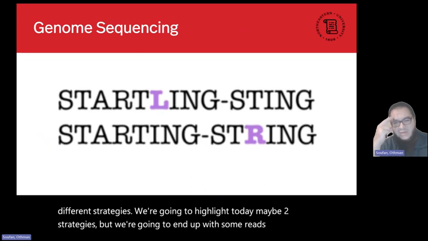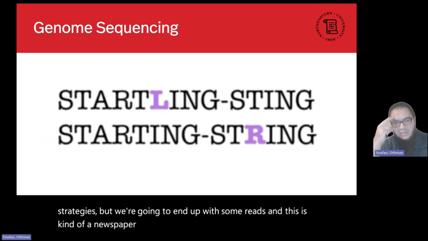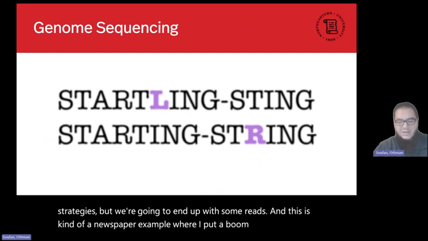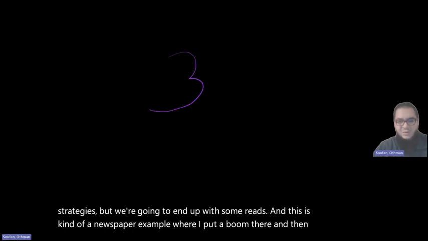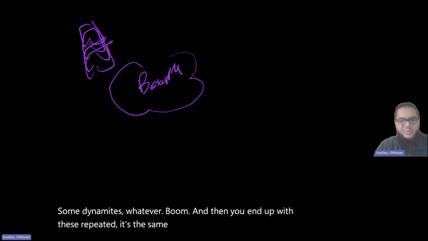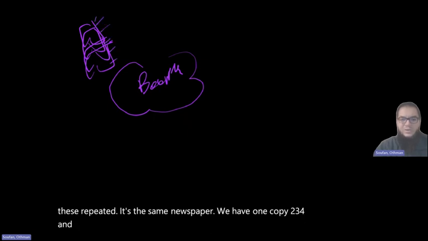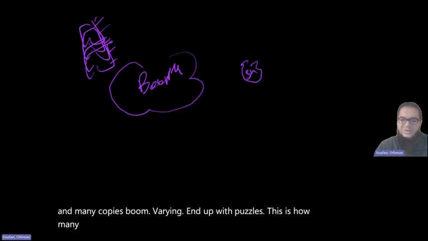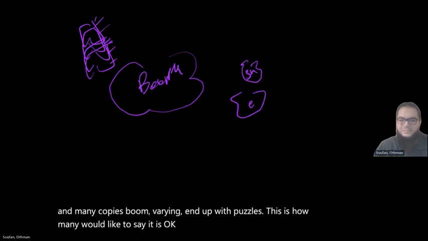And this is kind of the newspaper example, right? Put a boom there and then some dynamites, whatever, boom, and then you end up with these repeated. It's the same newspaper. We have 1 copy, 2, 3, 4, and many copies. Boom, there you end up with puzzles. This is how many would like to say it is. Okay, and so on and so forth.